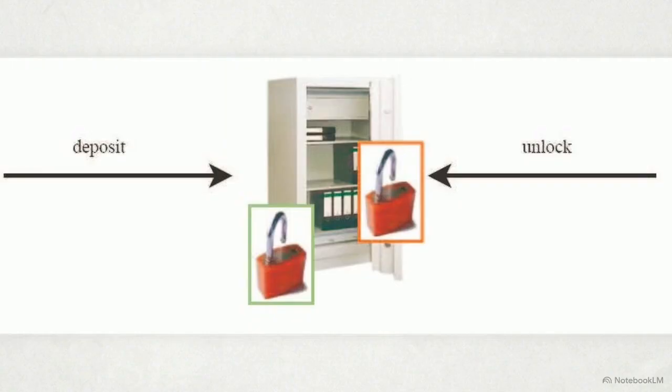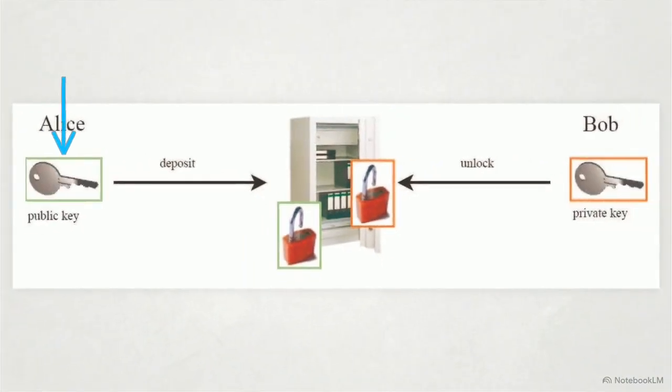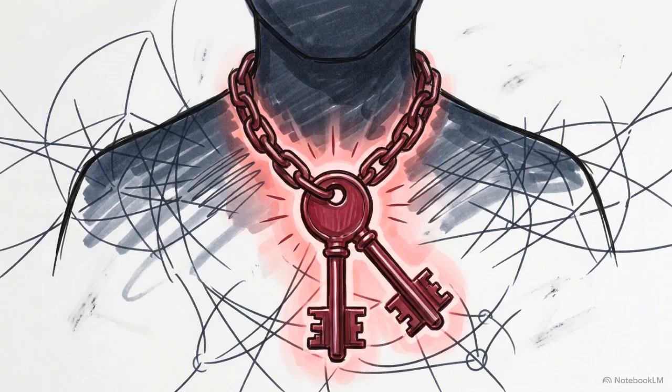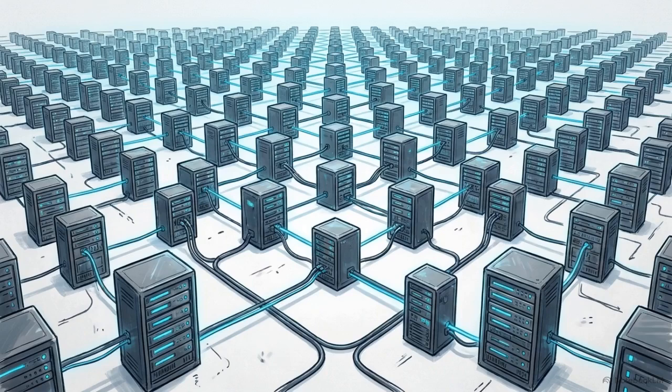In 1976, Whitfield Diffie, Martin Hellman, and Ralph Merkle introduced a new approach, asymmetric or public key cryptography. Instead of one shared secret, the system uses a mathematically linked pair, a public key for encryption and a private key for decryption. Alice can now encrypt a message using Bob's public key, which is available to everyone. Once encrypted, only Bob's private key, which never leaves his possession, can reverse the process. This model eliminates the need for pre-shared secrets, allowing the network to scale efficiently.